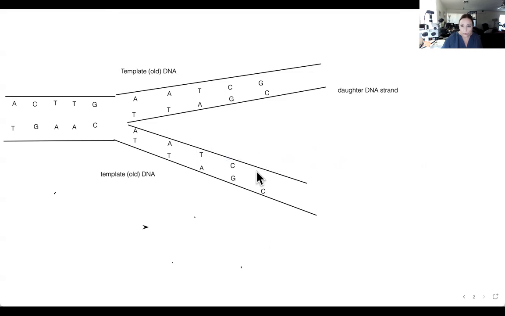Okay. So what you should notice here is that the two new double helices look exactly the same, right? Okay, you have A, T, C, G on the top, T, T, A, G, C on the bottom. Now, for those two new double helices, there are hydrogen bonds between the complementary base pairs. So you went from one double helix to two. That is the entire purpose of DNA replication. So let's go back to the PowerPoint.